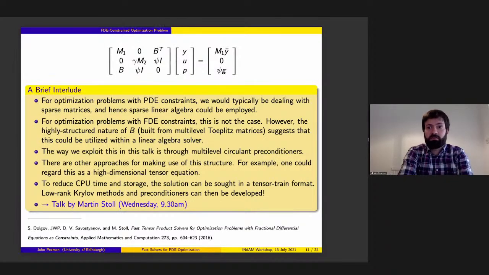Okay, so just to give a little break, a little perspective here. For these optimization problems, if these were PDE constraints, the matrices here, in particular the matrix B, would be sparse. So within a linear algebra solver, there's some structure we'd be able to exploit there with sparse linear algebra. But with FDE constraints, this isn't the case. B will be composed of dense matrices. However, there is a lot of structure here arising from the multi-level Toeplitz matrices. So this is something that we can and do exploit.